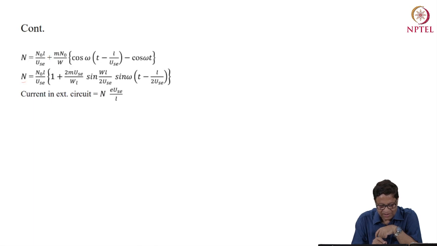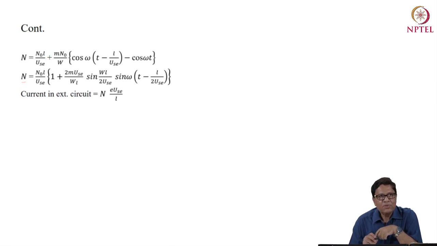N0 is the initial carrier density into L divided by saturation velocity into 1 plus twice m saturation velocity of the electron into omega L. Omega here is the frequency, L is the length of the device, and sine omega L over 2 VSC, sine omega (t minus L by 2 VSC).